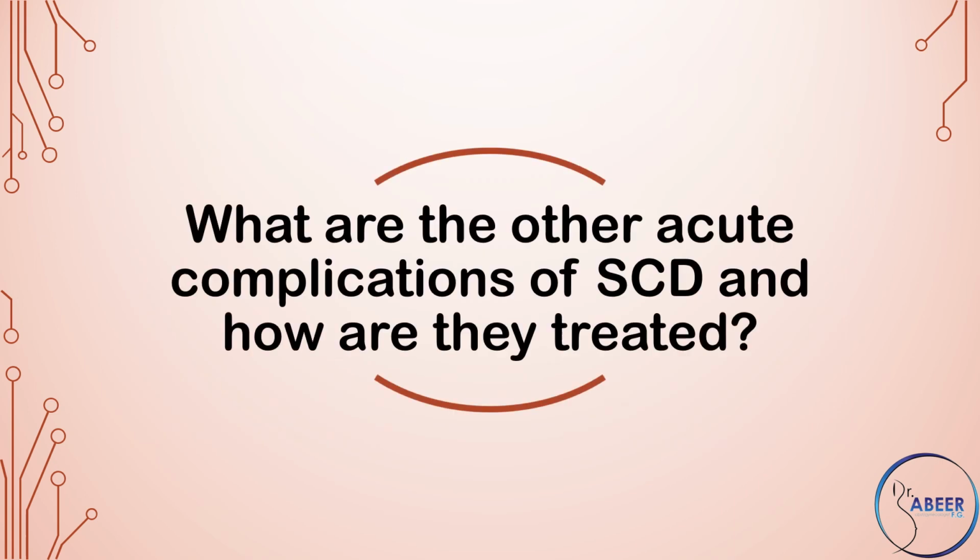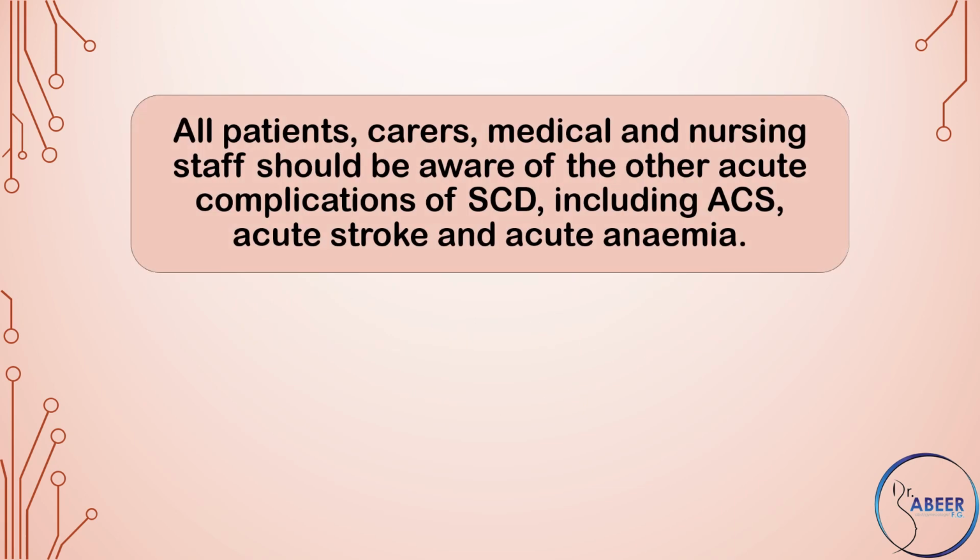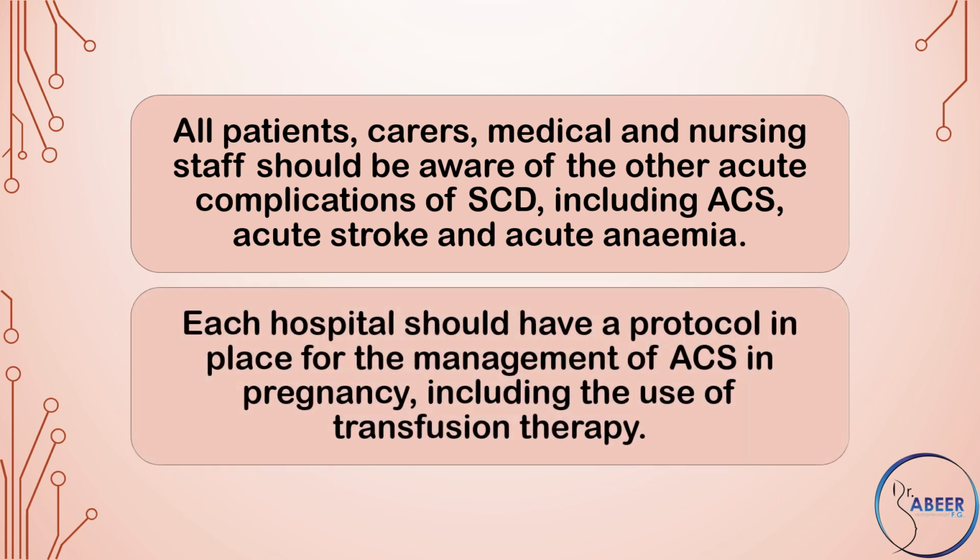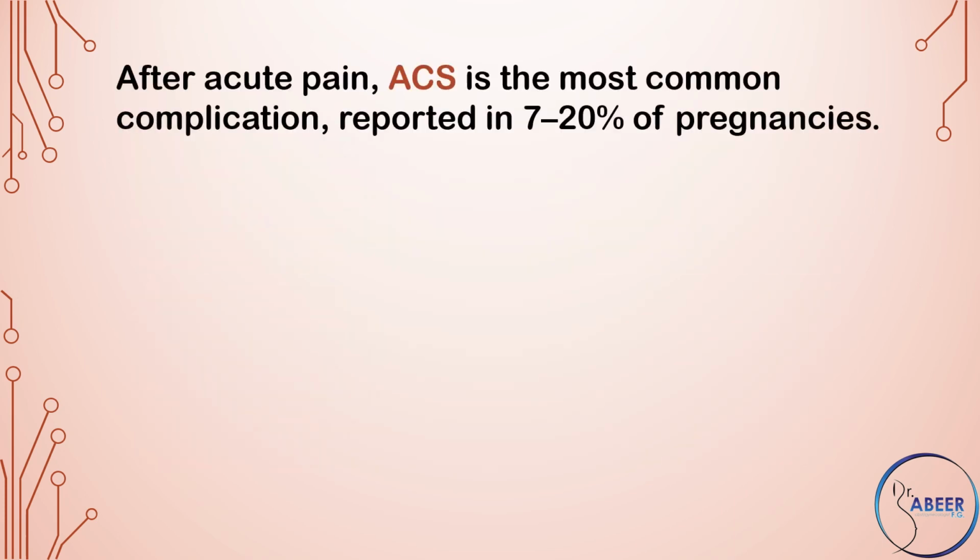What are the other acute complications of sickle cell disease and how are they treated? All patients, carers, medical and nursing staff should be aware of the other acute complications of sickle cell disease, including acute chest syndrome, acute stroke, and acute anemia. Each hospital should have a protocol in place for the management of acute chest syndrome in pregnancy, including the use of transfusion therapy. After acute pain, acute chest syndrome or ACS is the most common complication, reported in 7 to 20% of pregnancies.